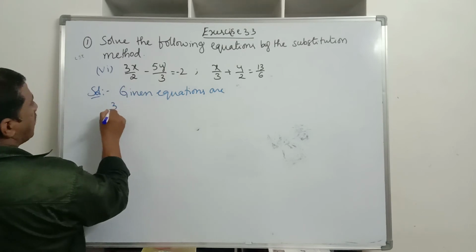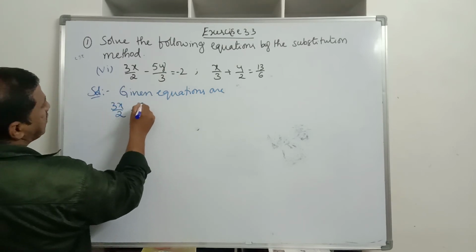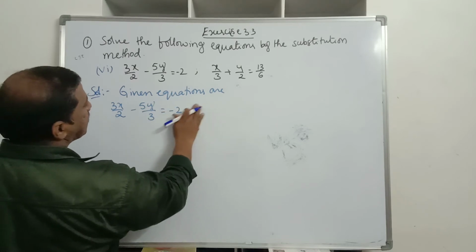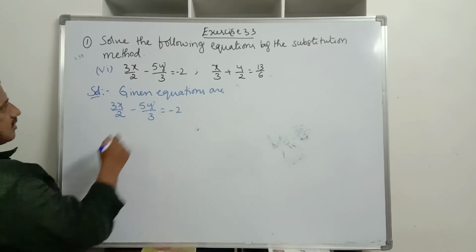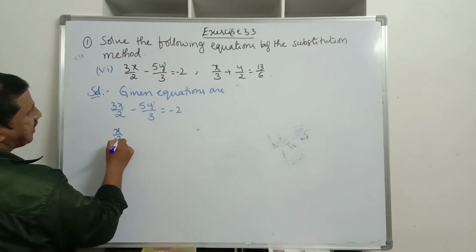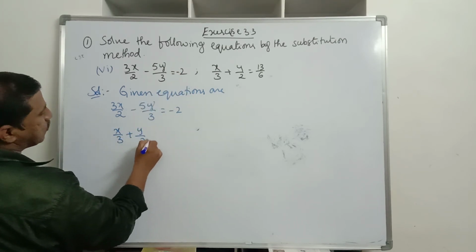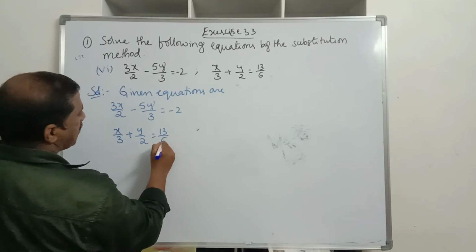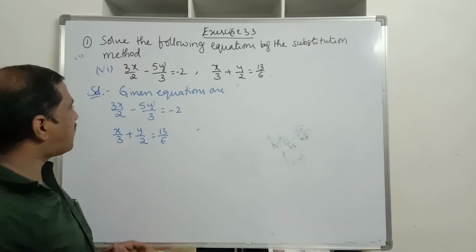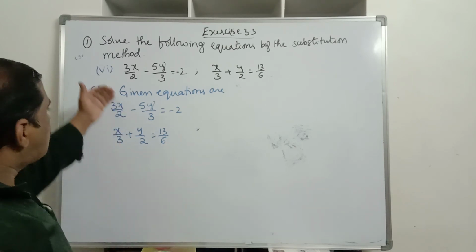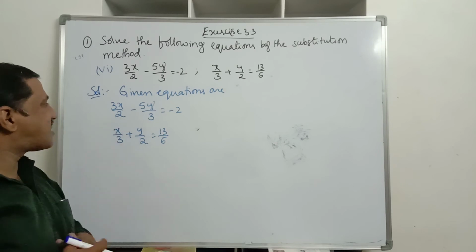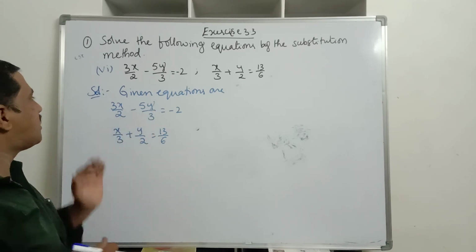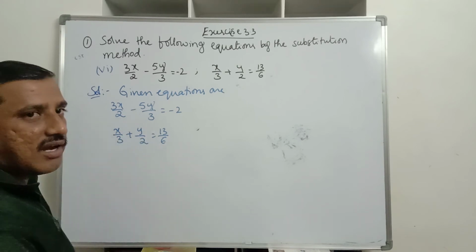3x by 2 minus 5y by 3 is equal to minus 2, and x by 3 plus y by 2 is equal to 13 by 6. So here this equation is not in the general form, so we need to change it. It is in the fractional form. So take the LCM for the denominators and we change that equation to the general form of the linear equations.